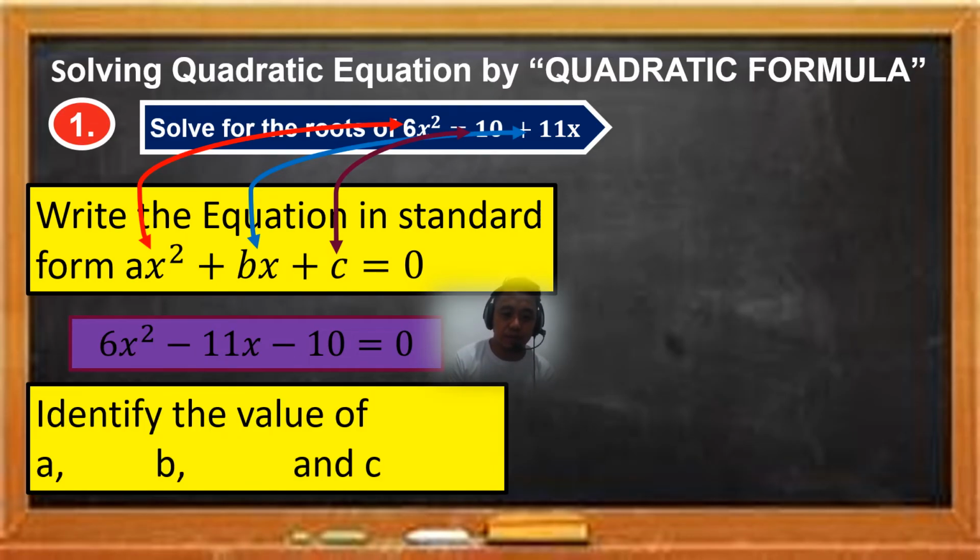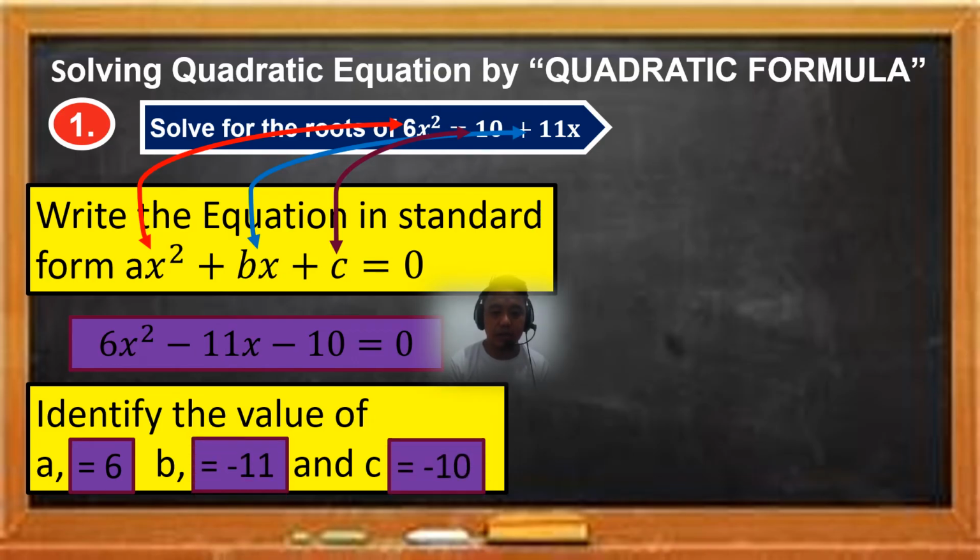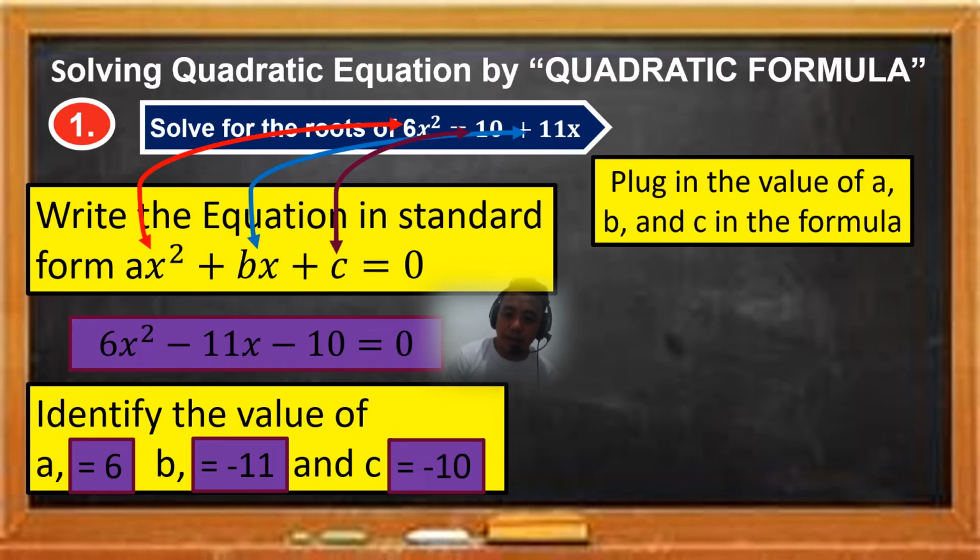So, next, let's identify the values of a, b, and c. A is equal to 6, b is negative 11, c is negative 10. Again, from time to time, guys, I encourage you to try answering first. You may post if you have questions, but post and answer first. You just plug it into the formula. What was the formula again? Do you remember it, guys?